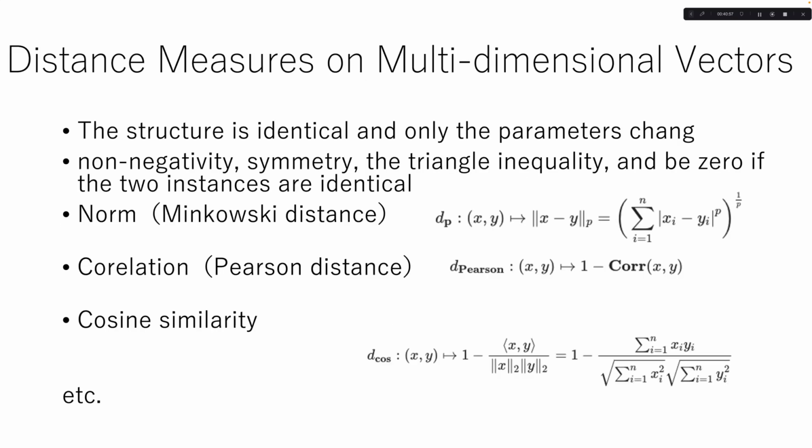When the structure is identical and only the parameters change, similarity can be defined using an appropriate distance measure. A desirable measure would satisfy non-negativity, symmetry, the triangle inequality, and be zero if the two instances are identical, making the use of norms a natural choice. Here, we demonstrate the use of Minkowski distance. Correlation, Pearson distance, or cosine similarity can also be employed.